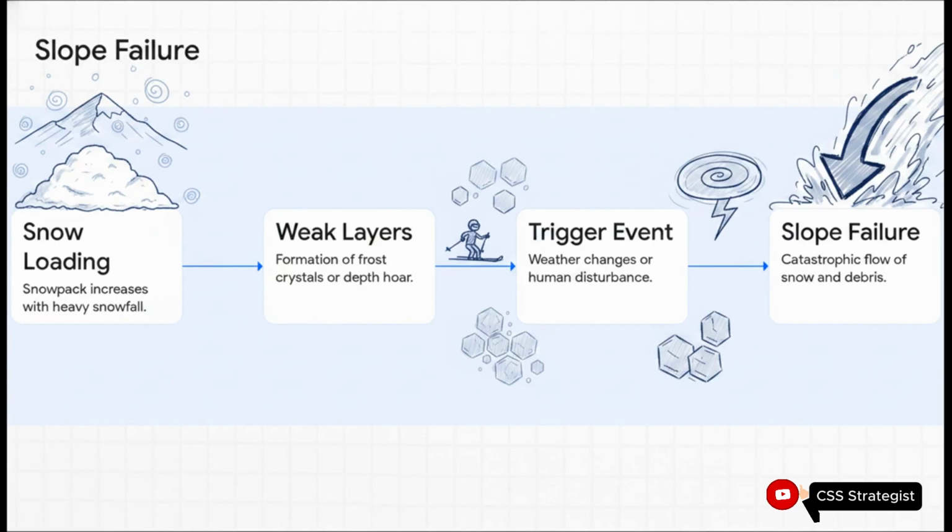So how does the slope actually fail? Well, the sequence begins with snow accumulation and loading. But critically, step 2 involves the formation of hidden, weak layers inside the snowpack. These are often fragile frost crystals known as depth hoar, created by rapid temperature shifts. Step 3 is the triggering event. This could be a heavy new snowfall adding critical weight, or maybe a human skiing right over that weak point. And this immediately results in Step 4, a catastrophic slope failure.